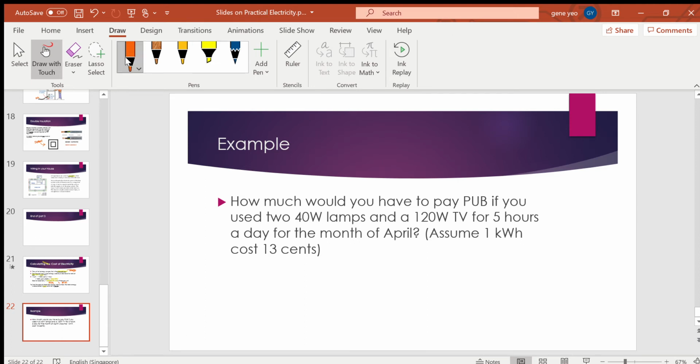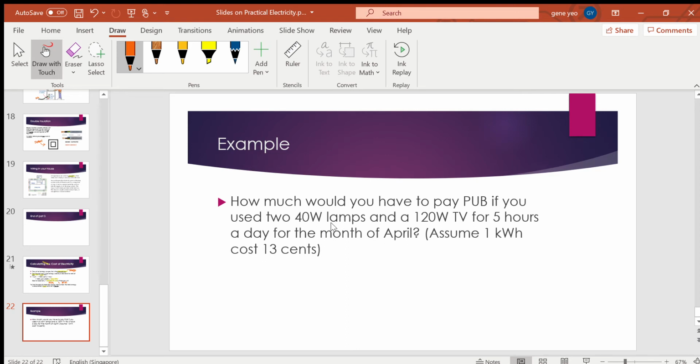Okay, so now the question is, how much do you have to pay PUB if you use... I'm not sure whether it's still PUB, probably not PUB. There's a lot of those private power companies. I'm with Keppel Electric. There's Sing Power and so on and so forth. So there are many different companies now. PUB is like old school.